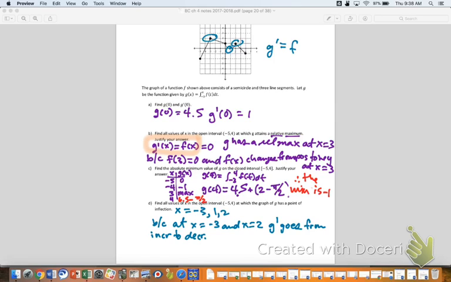So then you'd say something like, at x equals 1, G prime goes the other way, from decreasing to increasing. Okay. Any questions there? Sorry, let me get this on screen.